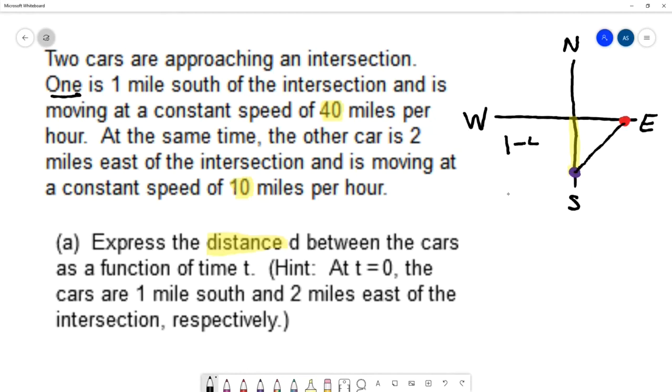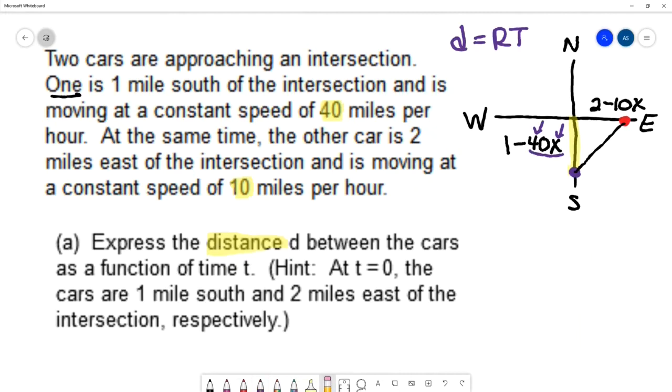It's traveling at 40 miles per hour. So I'll say 40 times x. So 1 mile minus 40 times x. And then the other car is east of the intersection, and it is 2 miles away and traveling at 10 miles per hour. So I'm going to subtract 10x. If you're not sure what I'm doing here, I'm using the formula distance equals rate times time. So this is the rate and this is the time.